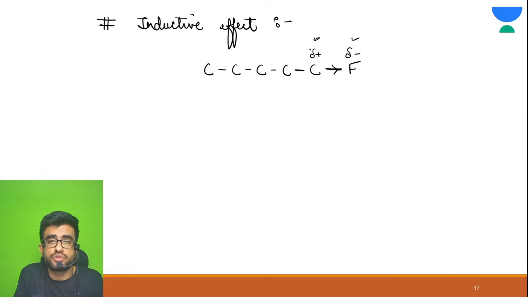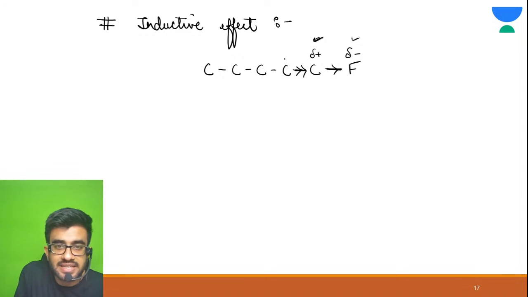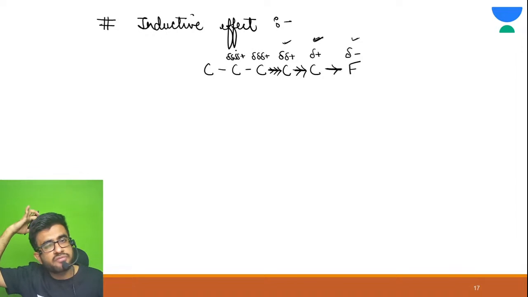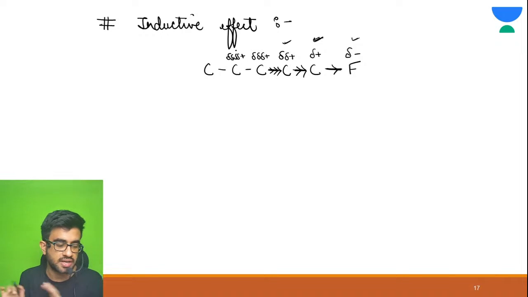Now this carbon says, we have become positive, so we need electrons. In turn, this carbon attracts this pair of electrons toward itself. So a smaller charge develops on this carbon, and it also has del plus. Similarly, this one is also having del plus. After 4 carbons, this effect is almost negligible.